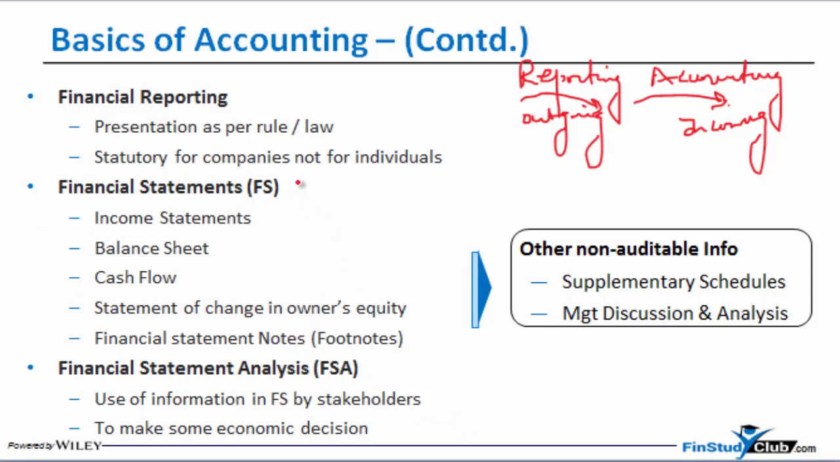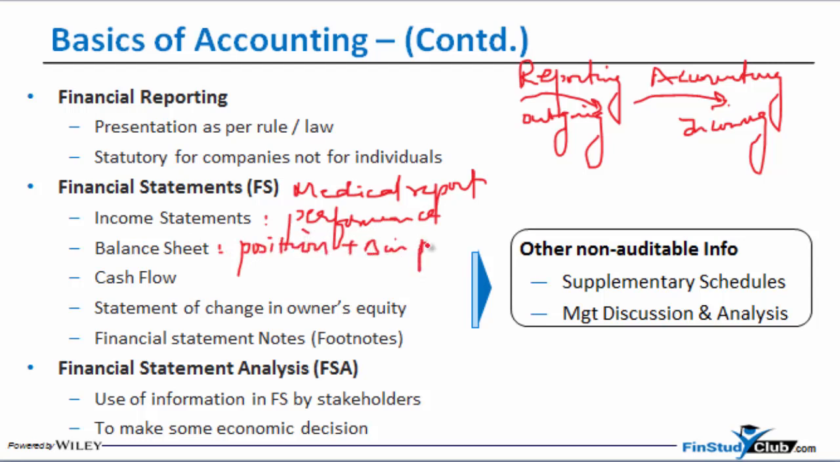What is a financial statement? A financial statement is a medical report about a company talking about a particular issue. Income statement, for example, talks about the performance of the company. Balance sheet talks about the position and change in position. Cash flow talks about the liquidity aspect of the company. Okay, so on and so forth. So these are like the medical statements about the same individual called a company, talking about different aspects.